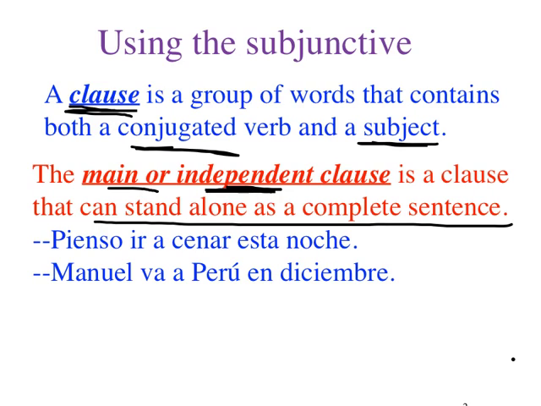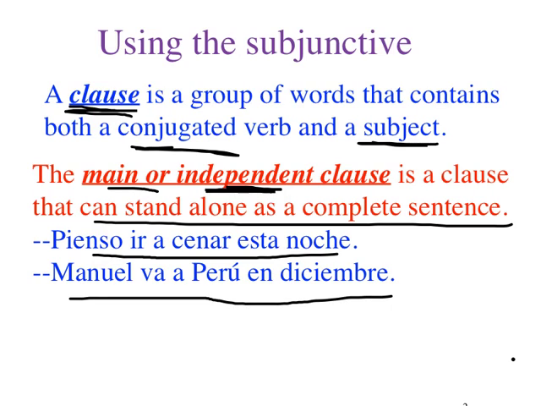For example, pienso ir a cenar esta noche. That is the main independent clause. Manuel va a Perú en diciembre. That is the main independent clause. And so, I know you're getting sleepy now. Pay attention. And so, we have two clauses. Our first one is the main clause. Let's take a look now at our second one.